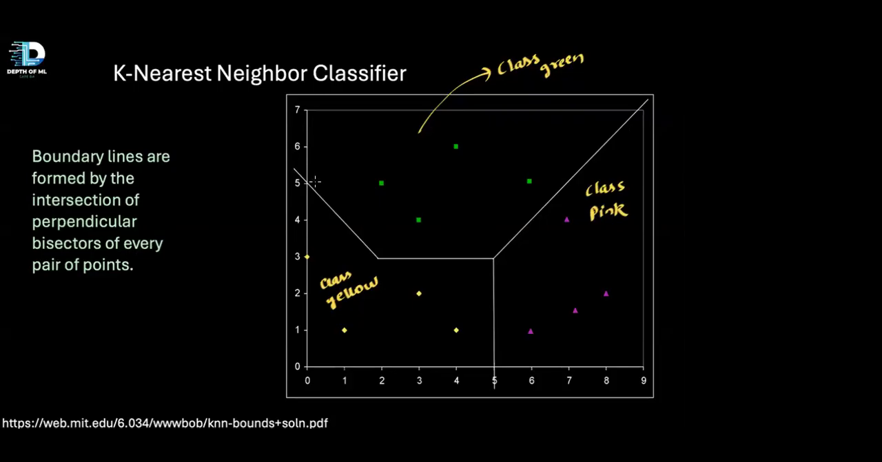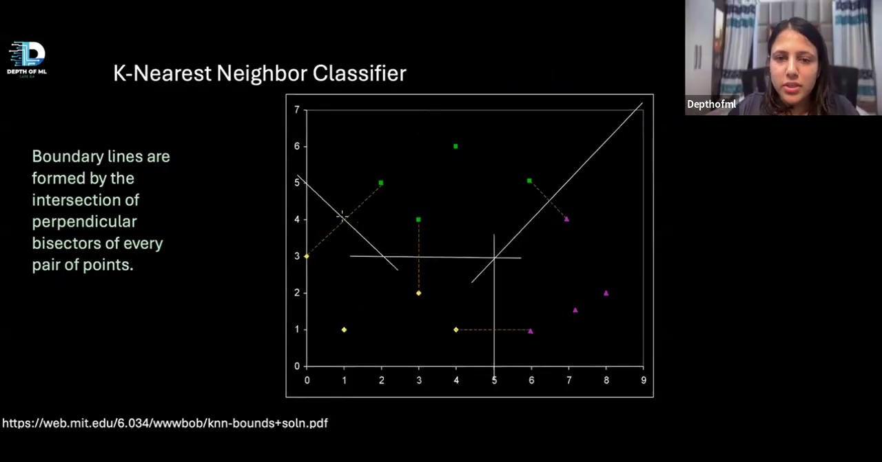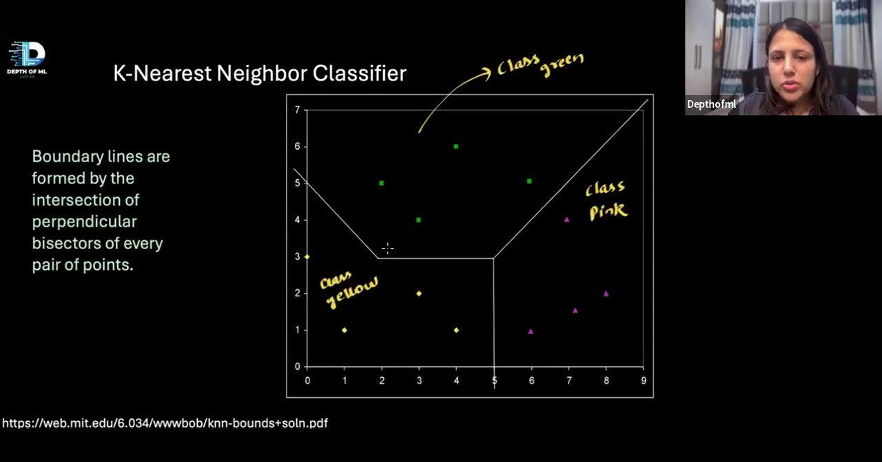Right? Decision boundary basically tells you how you are separating classes. So it's not that this individual line is a decision boundary. No, this full construction is the decision boundary. Okay.